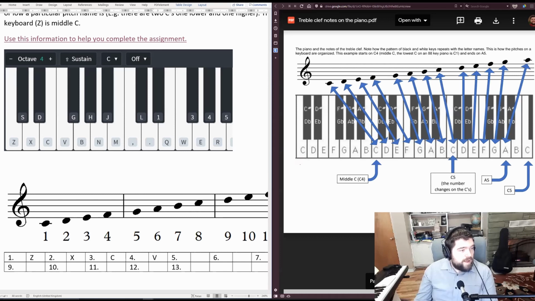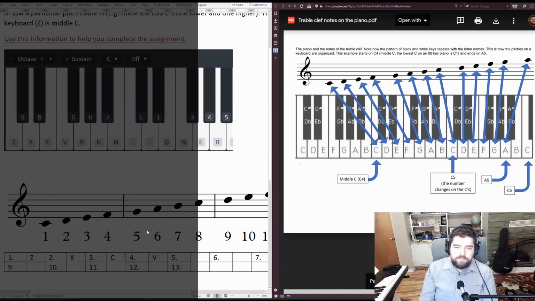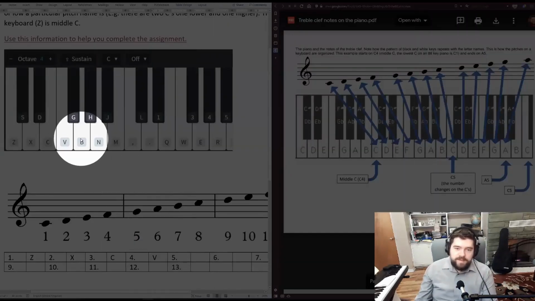All right, so I have 5 people with it correct. 1, 2, 3, 4, 5. Yep, 5 people with it correct. And everyone who tried to answer this one is correct. It is, in fact, a B. Okay, so the B is right there on that one.